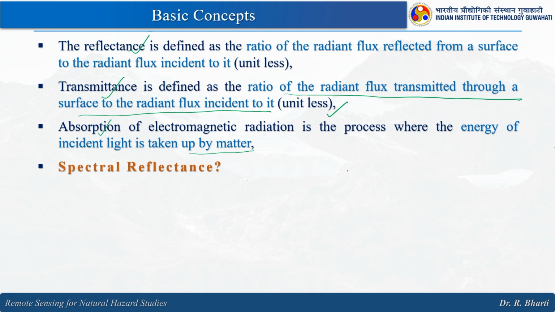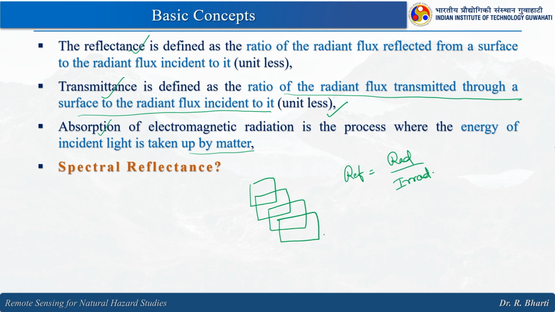So, when we have reflectance, we use radiance by irradiance, right. Now, this is the general concept. The reflectance is a ratio of radiance and irradiance. But when we talk about the remote sensing data, where we have 4, 5, 6 or tens of bands, right, we have to do it wavelength wise.